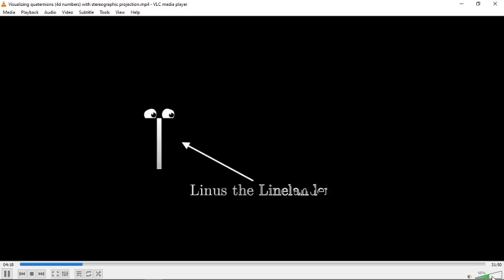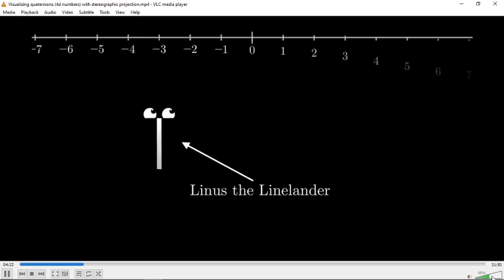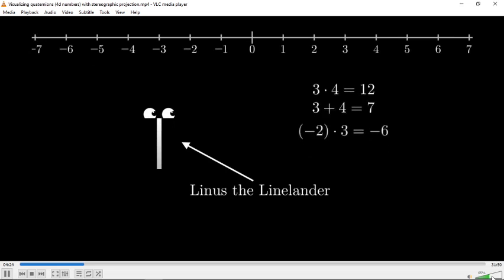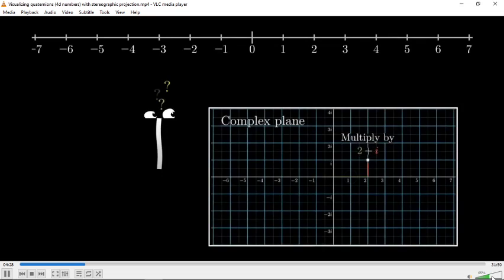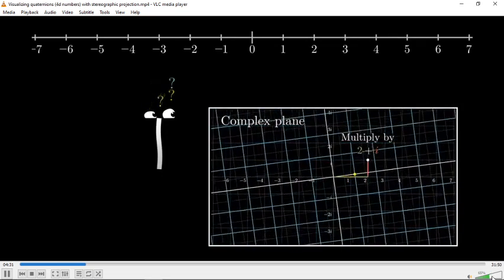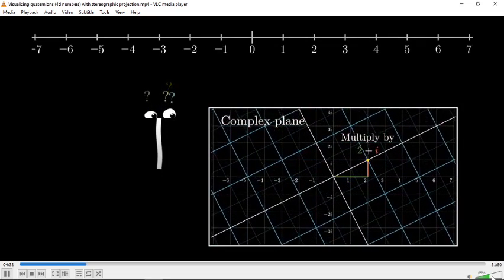Our first character is Linus the Linelander, whose mind can only grasp the 1-dimensional geometry of lines and the algebra of real numbers. We're going to try to describe complex numbers to Linus, and it's really important for you to empathize with him as much as you can during this, because in a few minutes, you're going to be in his shoes.